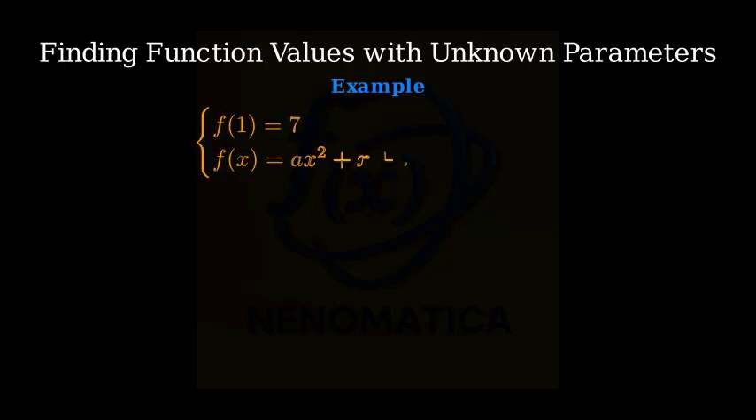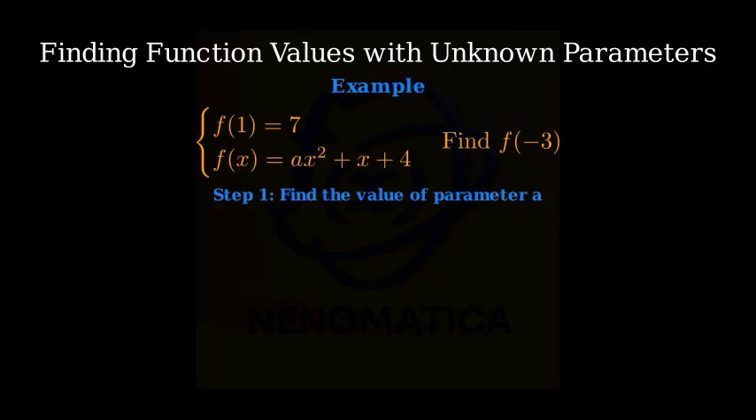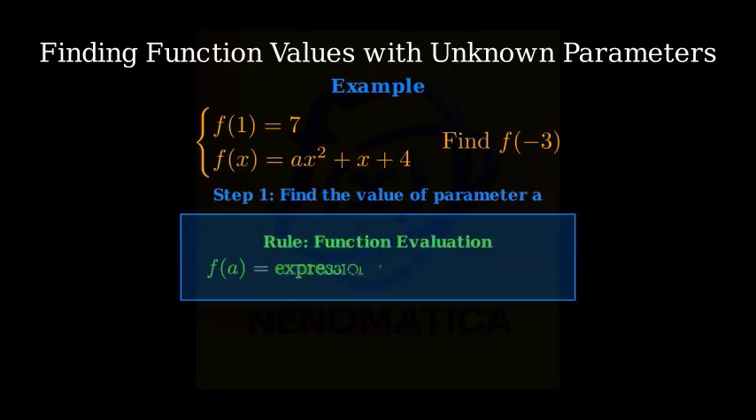We are given that f of 1 equals 7, and that the function f of x equals ax squared plus x plus 4. Our task is to find the value of f of negative 3. Let's start by finding the value of the parameter, a. We'll use the given condition that f of 1 equals 7.